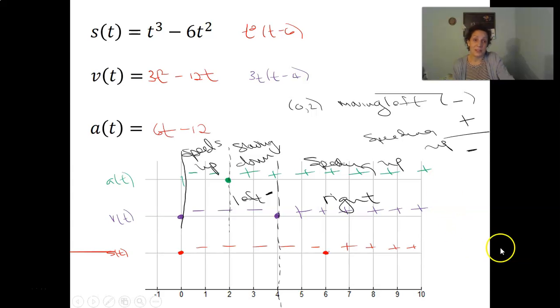Up next, I'm going to give you some of these problems and just have you do this analysis on them so that you can practice doing your derivatives, creating a sign chart, and describing the motion of an object. All right, see you soon.